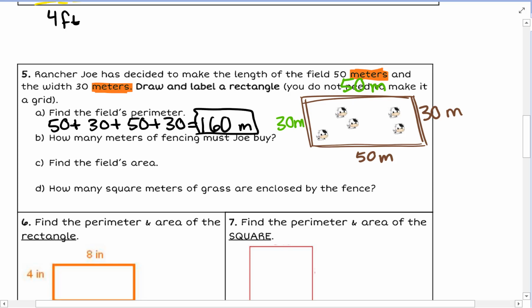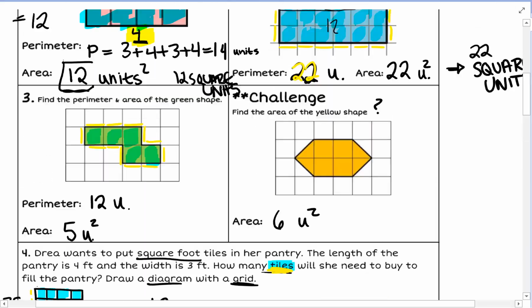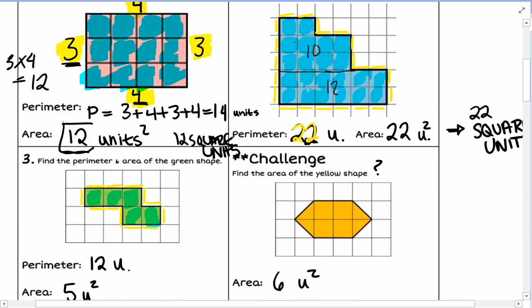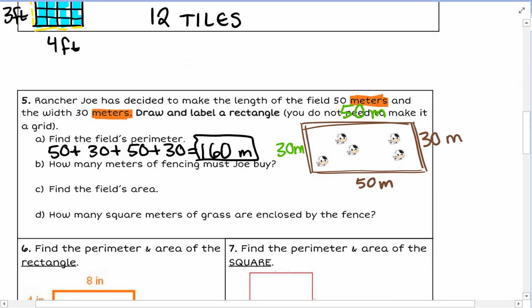How many meters of fencing must Joe buy? Well, if you recall, the length of fence is the perimeter. The amount of grass is the area, the space inside. So how much fencing does Joe need to buy? 160 meters worth of fencing, because that is the perimeter. And now we need to find the field's area.